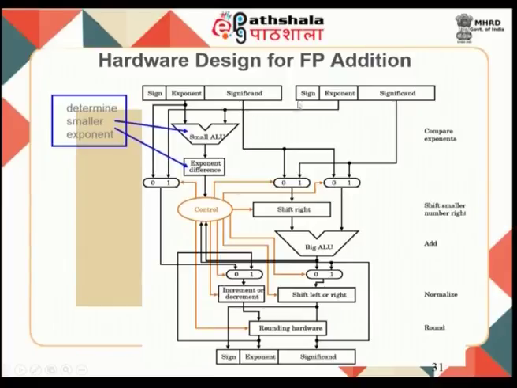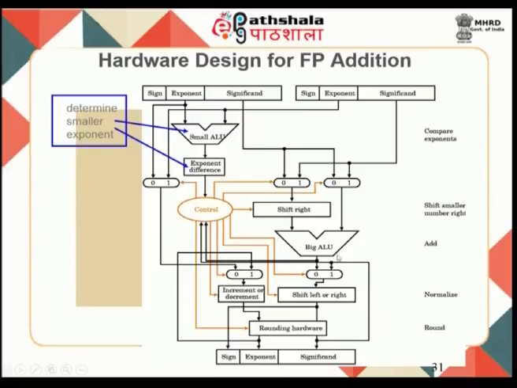This is the hardware design for the floating point addition operation. This is the general architecture of a floating point arithmetic unit, an addition unit. The smaller ALU takes in the two exponent values. It does a subtraction here and finds out which is the larger of the two, and it also finds out by how much it is larger. That information is passed on to the shift unit here. The shift unit will decide which of the mantissas or significands is to be shifted.